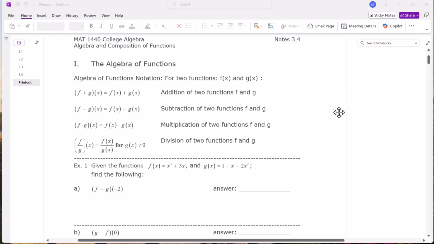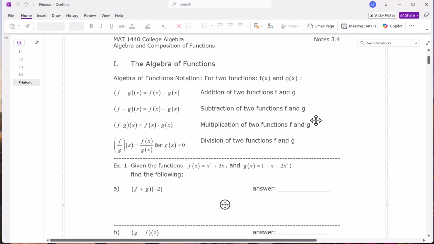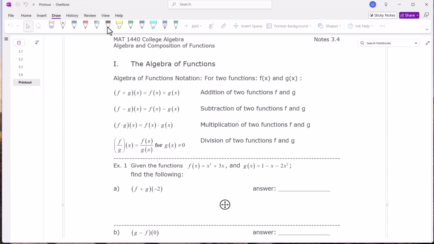Okay, boys and girls, we will do the algebra of functions in this section to start with. So this is all about algebra and composition of functions. Okay, so a couple of things.